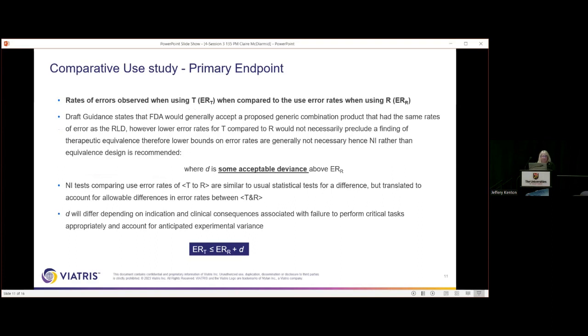Arguably, the most challenging aspect of comparative use to date has been how to determine acceptable deviance to the reference error rate. We've spoken before about the draft guidance. I'm not going to talk right the way through this slide, but clearly what we're looking to do in a protocol for comparative use is to set forth our justification for an acceptable understanding of error rates and deviance in order to set up a non-inferiority test that will give us that robust justification for our other design difference.